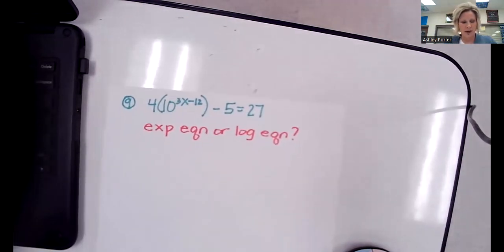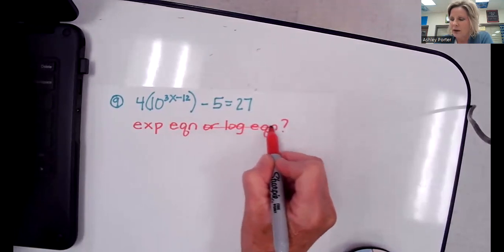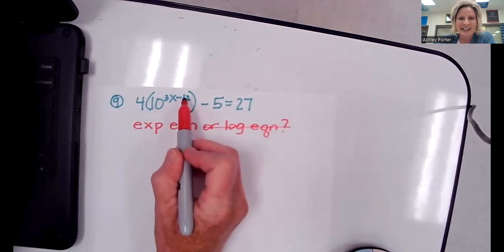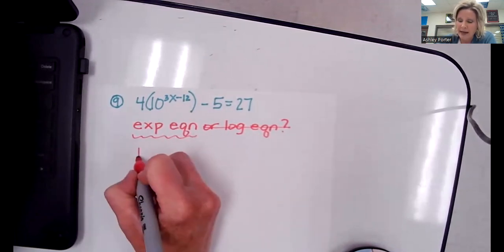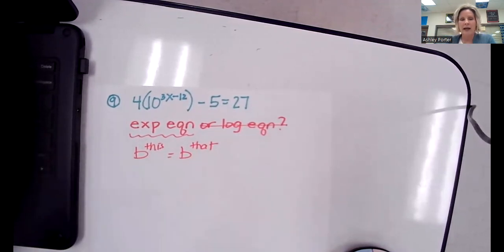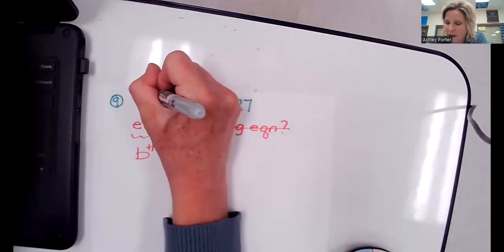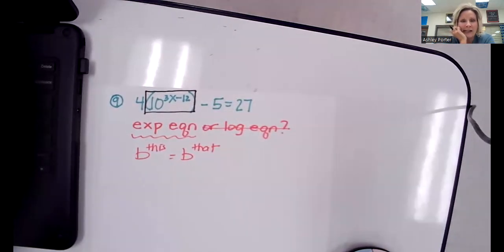All right, one last one. Okay, problem number 9. Is it exponential or is it logarithmic? I see no L's. It's not logarithmic. Furthermore, there is an x in an exponent. It's an exponential equation. So is it a b to the this equals b to the that? I can't tell yet. Here's why. I don't have the exponential piece of the equation isolated. I need to isolate that first.